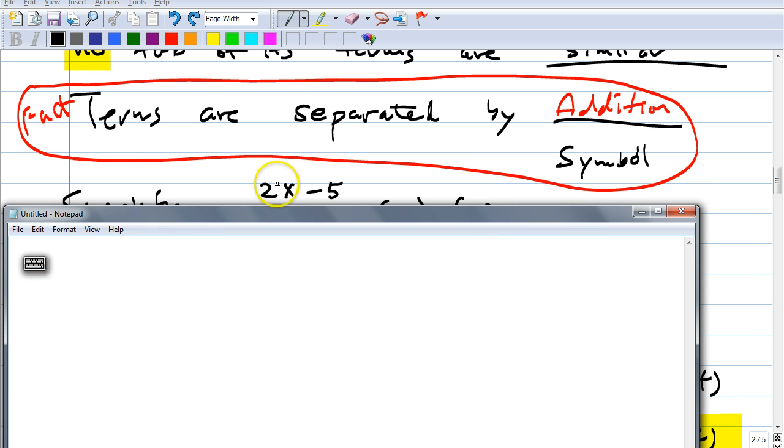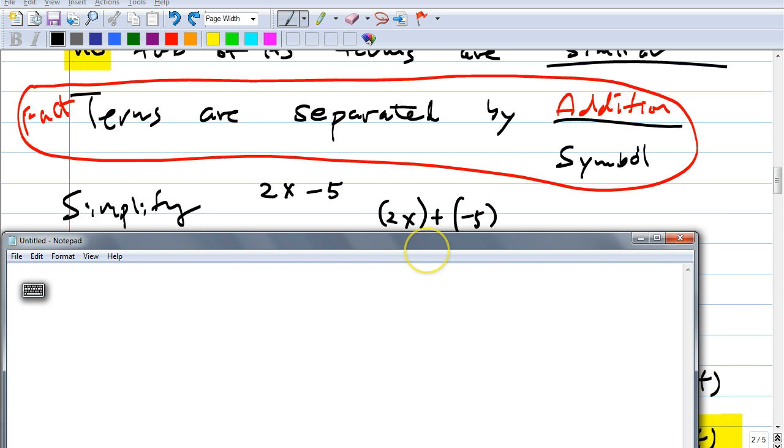But what about this? 2x minus 5. Don't we have two terms there? 2x minus 5? Doesn't the subtraction separate the terms also? Yes? You use the definition of subtraction property to make it. That's exactly right. We need to write it as 2x plus negative 5.